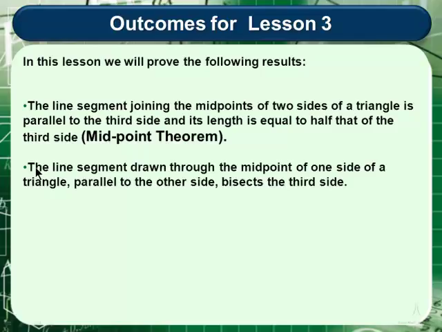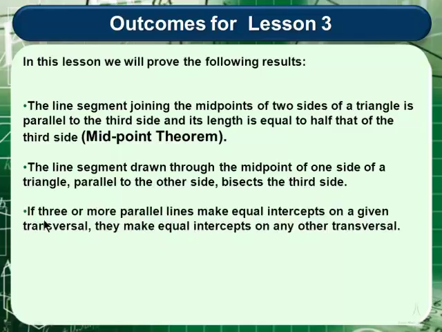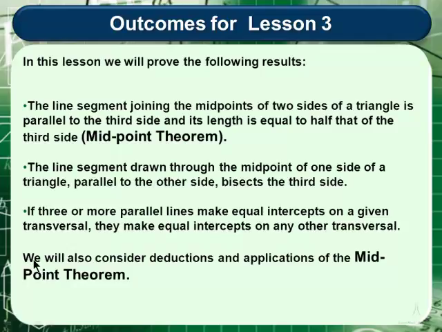And then we will also prove that the line segment drawn through the midpoint of one side of a triangle parallel to the other side bisects the third side. And we will also prove that if three or more parallel lines make equal intercepts on a given transversal, they will make equal intercepts on any other transversal. And then we will consider deductions and applications of the midpoint theorem.